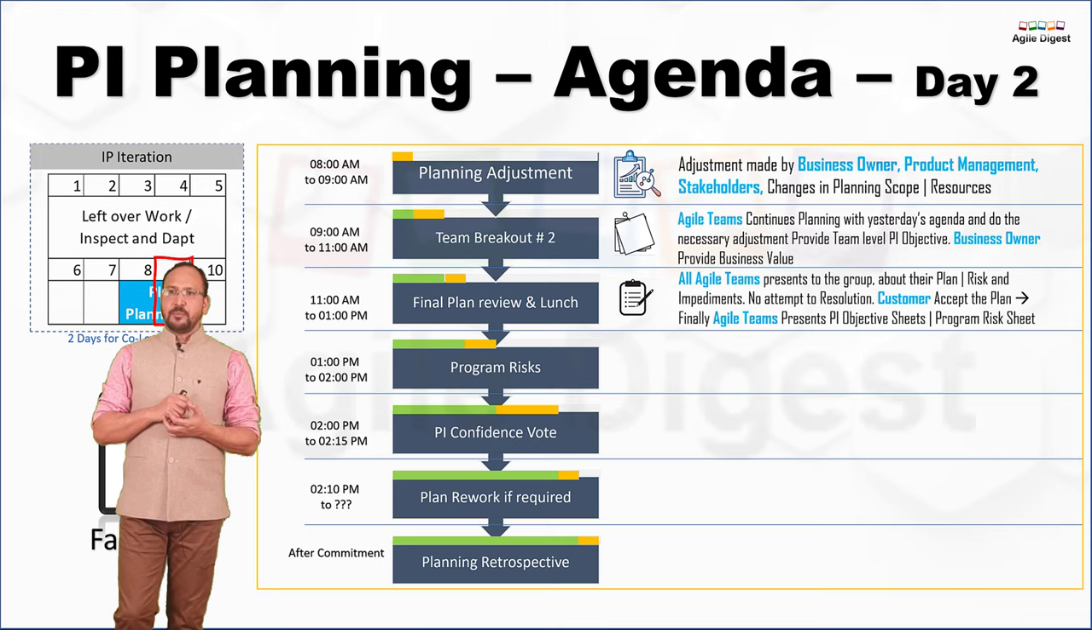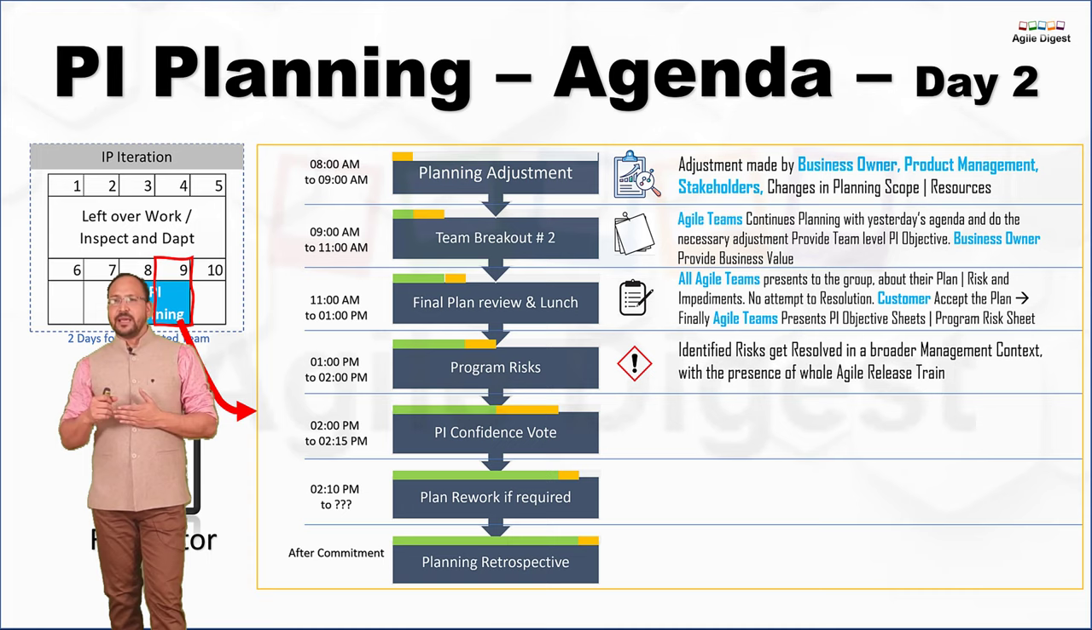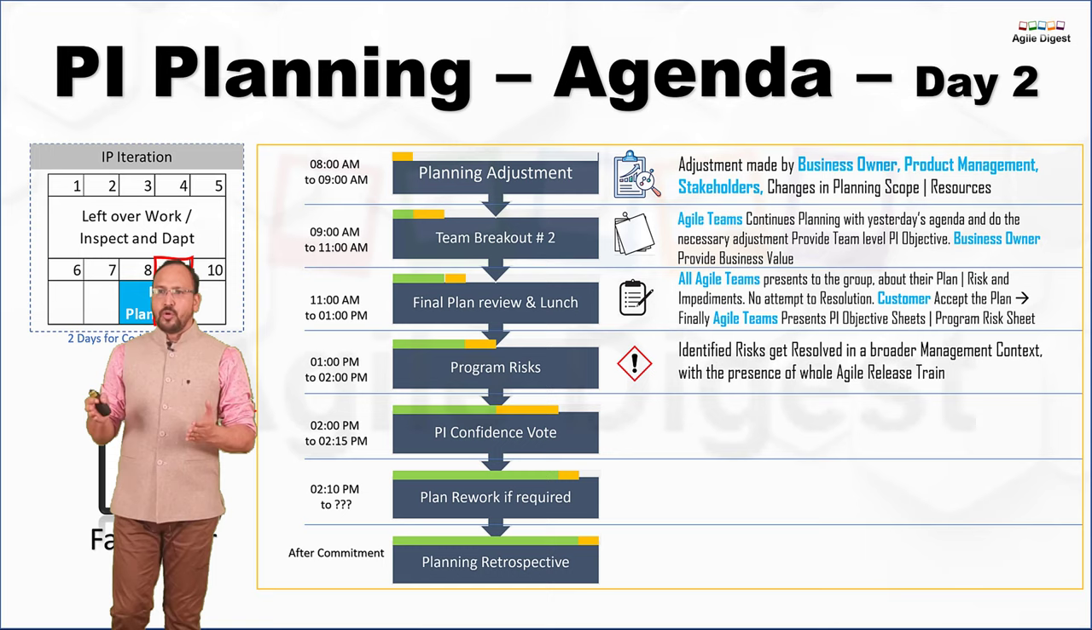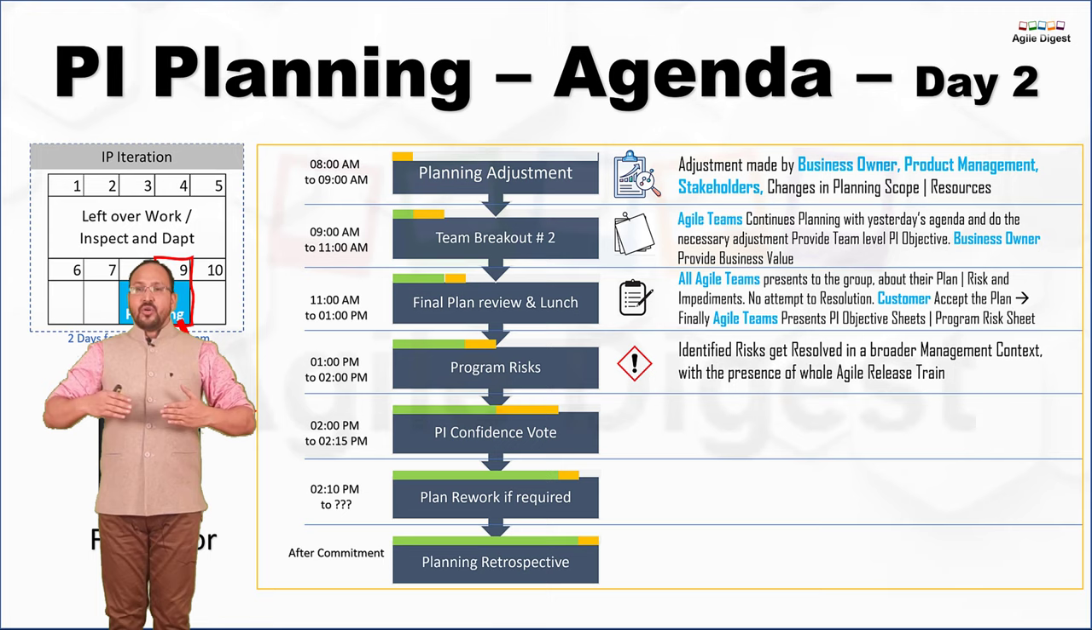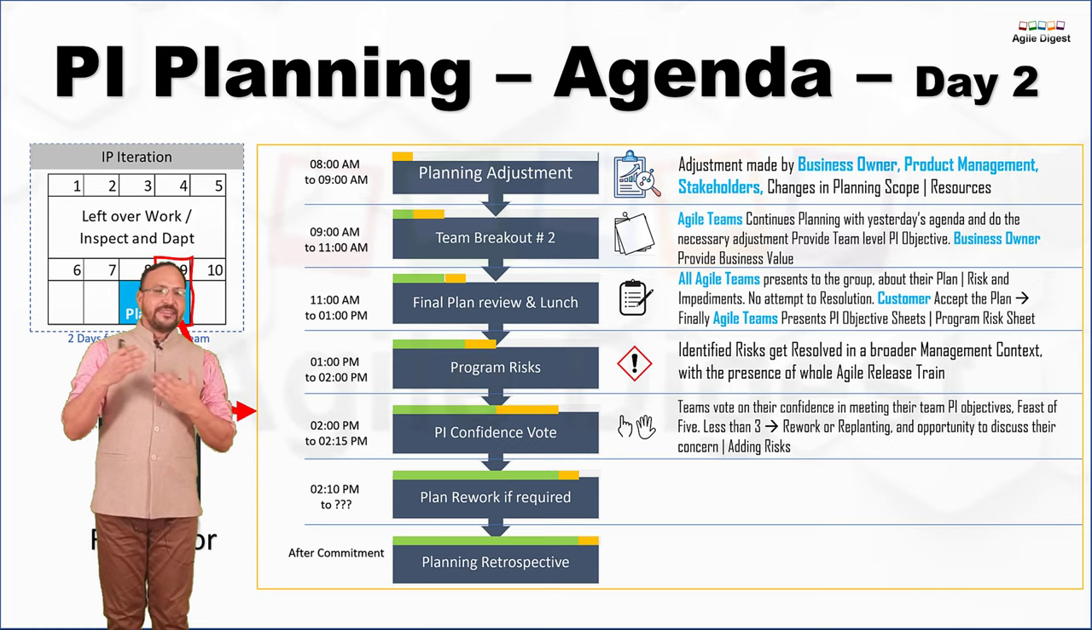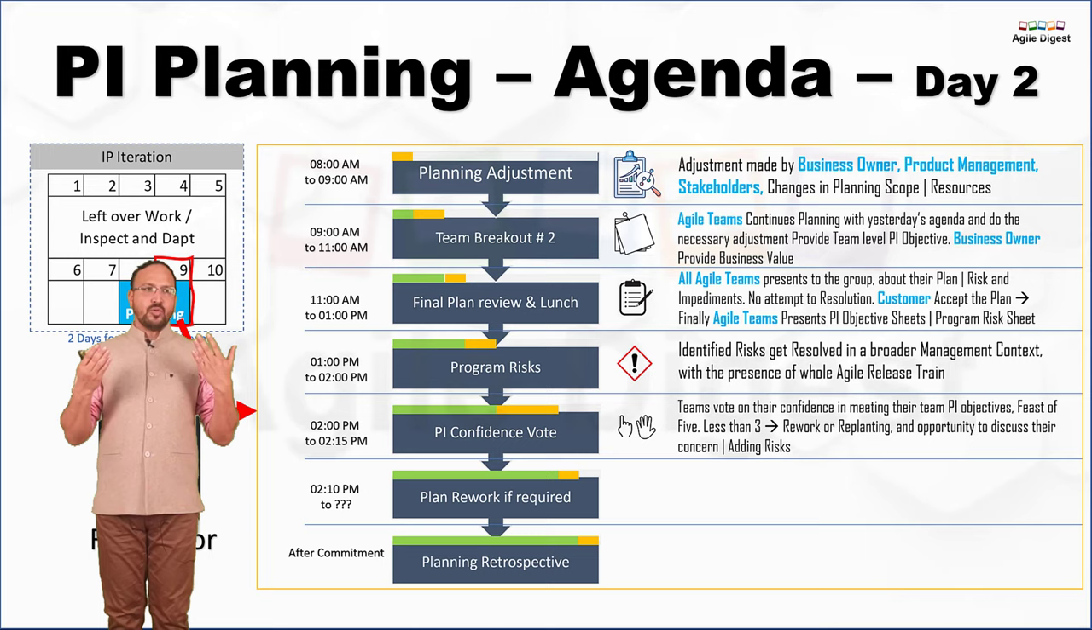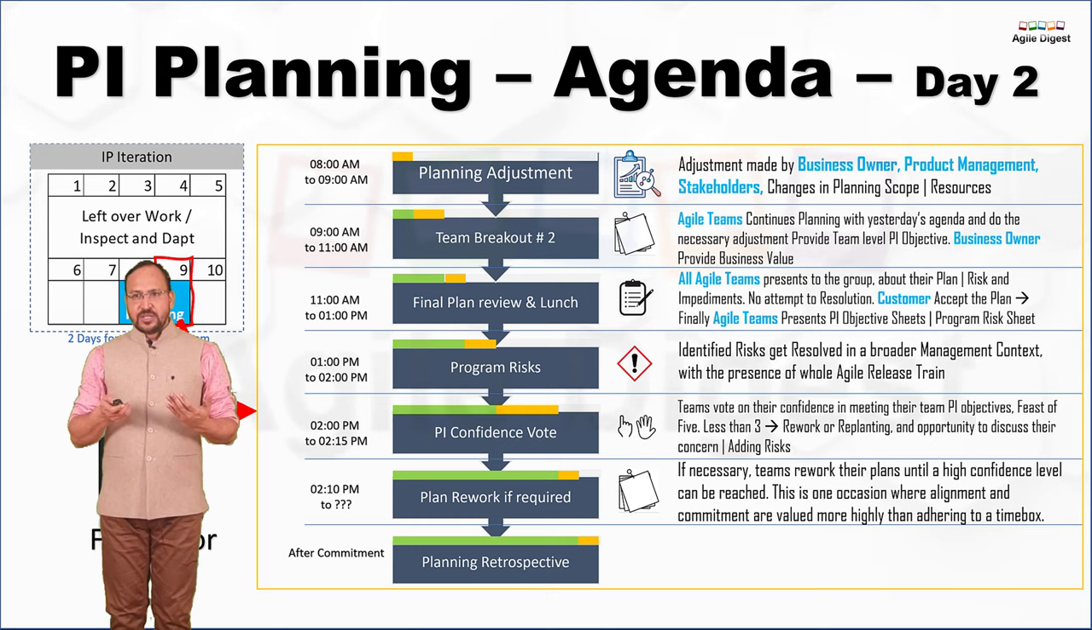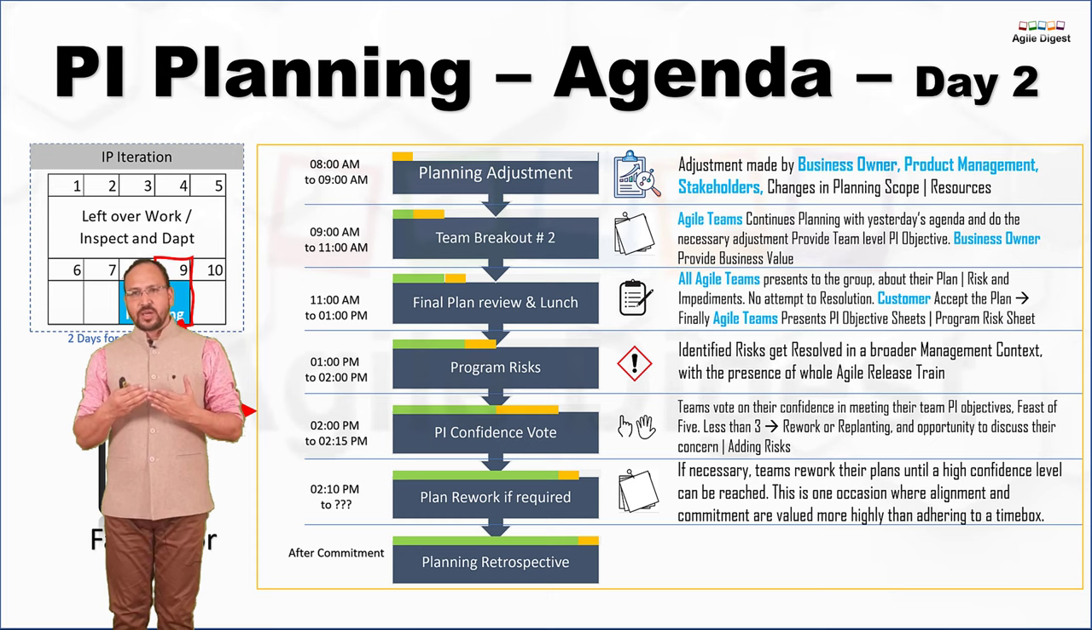Now, program risk, this is what your RTE will be uploading into the ROAM board, and the program board or the ROAM board will be ready for the entire PI. Once this is done, we'll go for a confidence vote to check if everyone has high confidence or low confidence, or no confidence, and based on that, we'll decide whether we need to rework or not. If we need to rework, they will make the necessary changes and again check if that is okay with everyone, then we'll jump into the retrospective state.